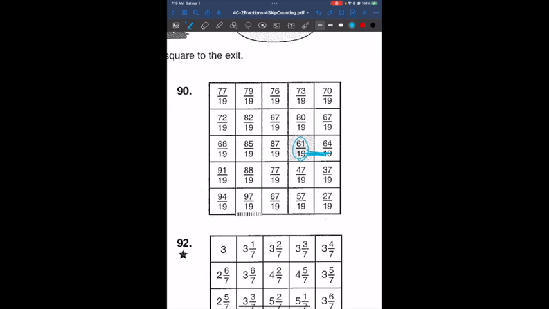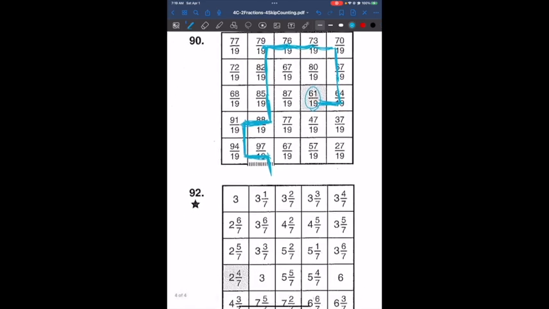From 64 over 19 to 61 over 19, the difference is 3 over 19. So our next move would have to be 67 over 19, since we can only skip count by 3 over 19. Then we go to 70 over 19. Add 3 over 19, and again, and again, and then again, so we get to 82 over 19. Add 3 over 19 three more times, so we get to 91 over 19. Then we add 3 over 19 again to get 94 over 19, then 97 over 19, and then we can exit through that hole.